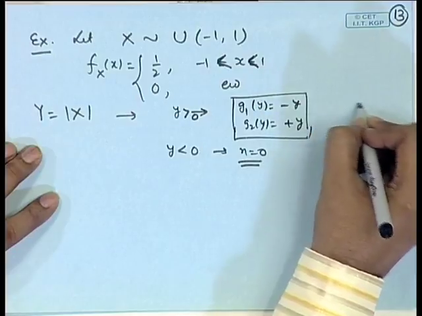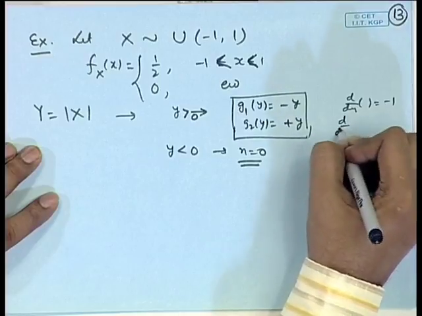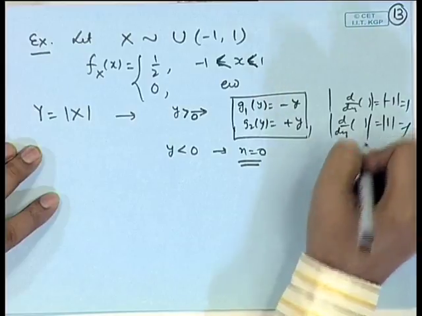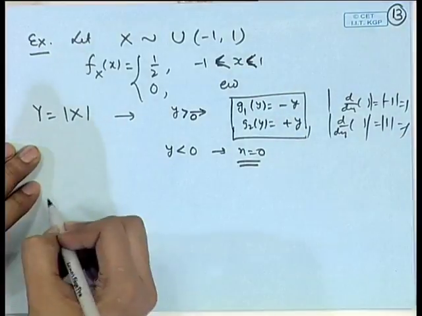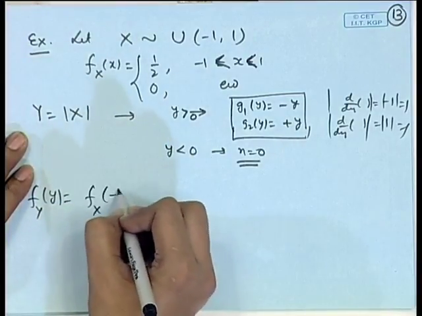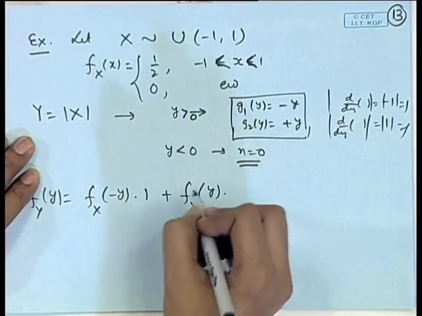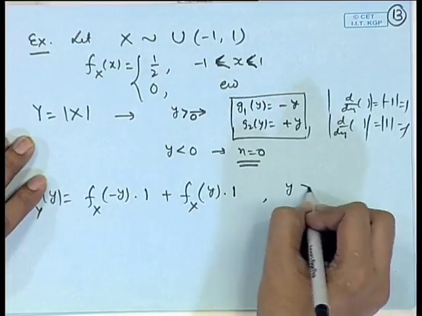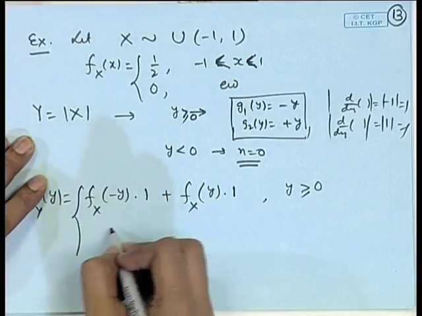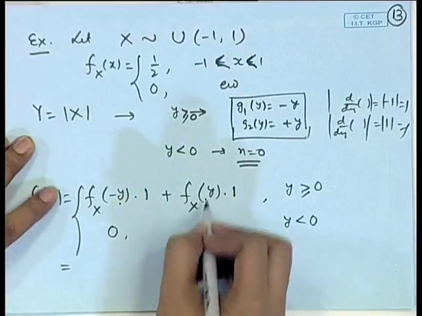And the derivatives here you can see d by dy of this is equal to minus 1 and d by dy of this is plus 1. So, if you take absolute values, then both are 1. So, the density function of y is the density function of x at minus y into 1 plus the density function at plus y into 1 for y greater than 0. If you want, we can include equal to 0 also, that does not make any difference, and it is equal to 0 for y less than 0. So, this is half plus half, that is equal to 1.